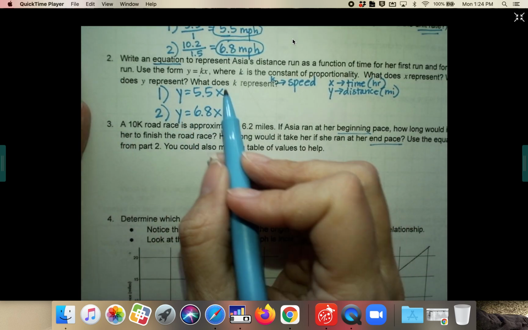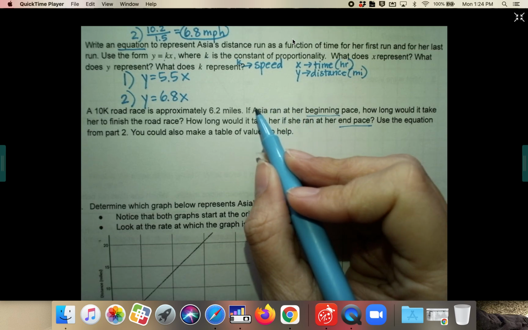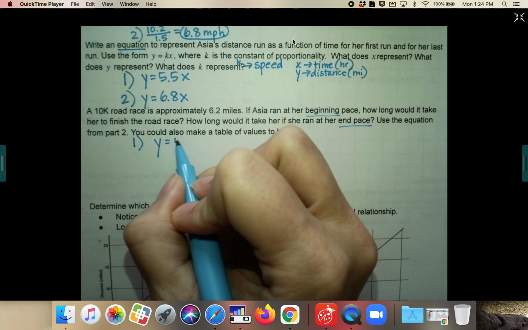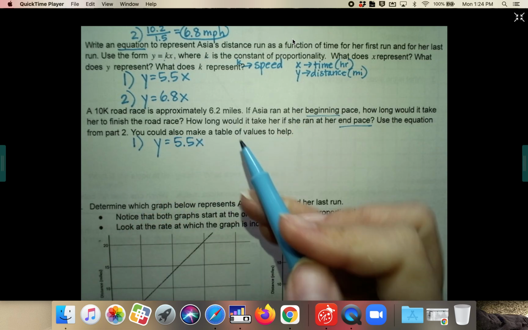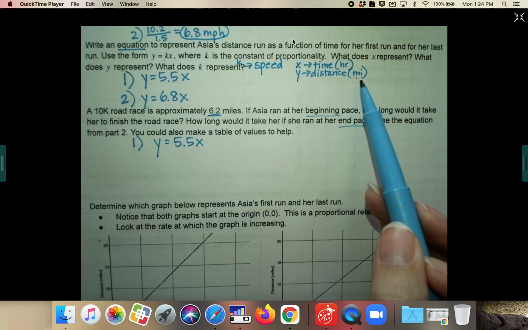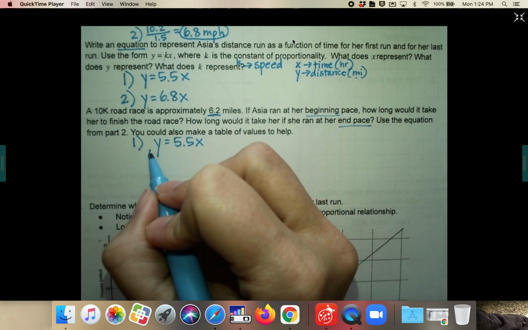So anytime you have an equation, that's going to be the easiest path. So let's start with the first one, if Asia ran at her beginning pace. So that would be y equals 5.5x. And we're plugging in 6.2 for miles. And remember, miles is going to be our y. So instead of y, I want to plug in 6.2.